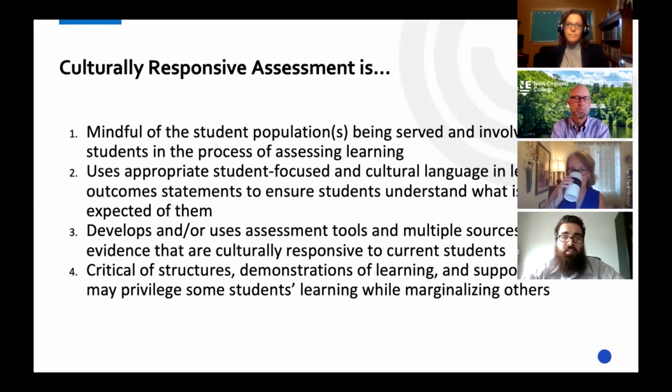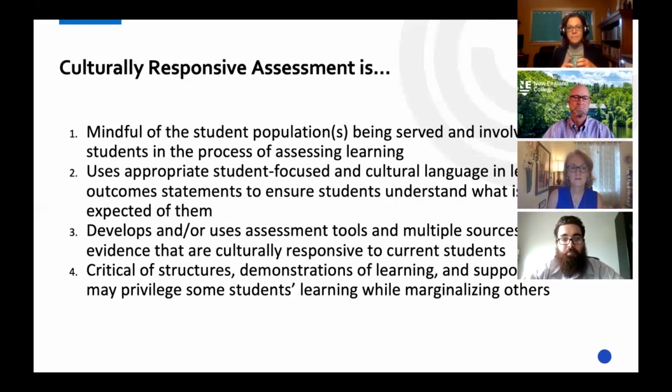And culturally responsive assessment also uses appropriate student-focused and cultural language in learning outcome statements to ensure students understand what's expected of them. The reason for this is that often learning outcome statements are written by faculty in language that makes sense for other faculty or administrators, right? But it doesn't always relate to students. So we need to take that intentional step forward to make sure that students are actually understanding what is expected of them, what we hope that they do as a result of a learning experience, as a class, as a co-curricular experience.